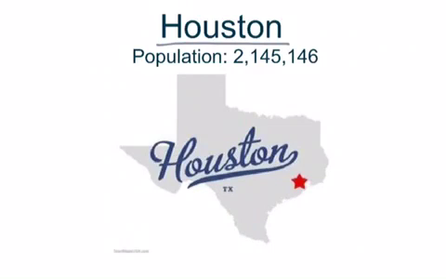Our next major metropolitan city in Texas is Houston. Houston has a population of 2,145,146. Houston is located towards the eastern part of Texas, as you can see here on the star of the map. Now, as in any metropolitan city, the population is going to be a lot more with the surrounding areas of Houston.